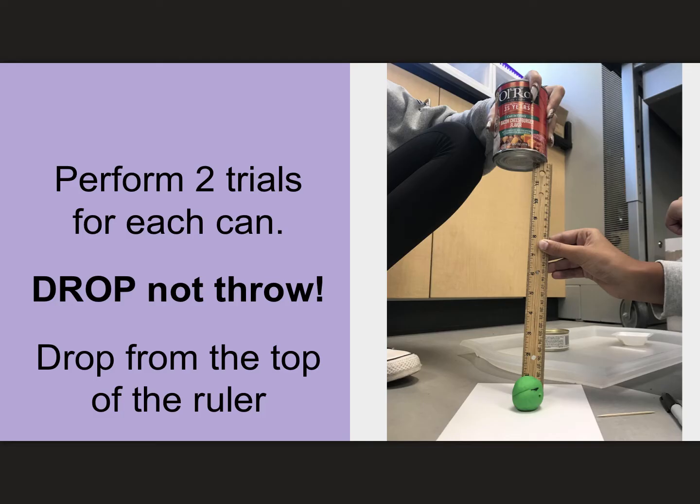Testing for mass is very similar to testing for speed. You are going to perform 2 trials with each of the cans, so 2 with the bigger can and 2 with the smaller can. Since we are not testing speed, we must keep the speed the same. Therefore, we are going to drop and not throw the cans. Remember to start at the top of the ruler each time you perform a trial, and make sure that it drops onto the clay. If it does not drop on the clay, then you're going to want to repeat it 1 or 2 more times until you can get it to drop onto the clay.